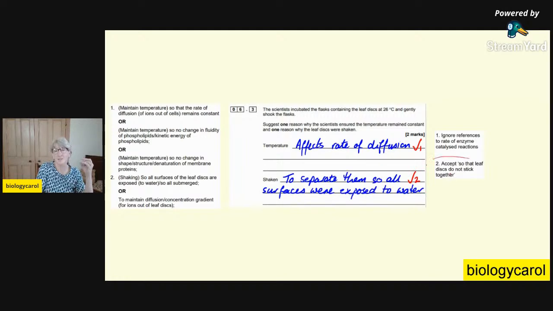I actually ended up saying both this and this, because I wasn't convinced that just saying so they didn't stick together would be enough of an answer.